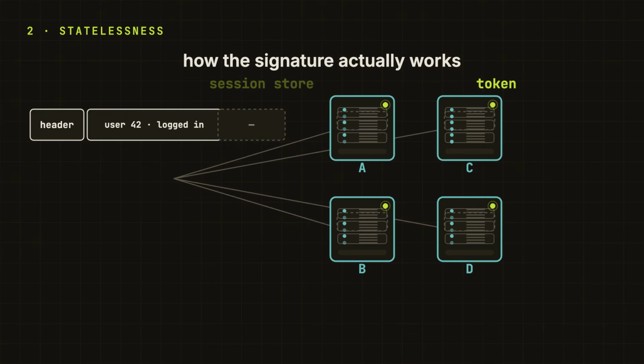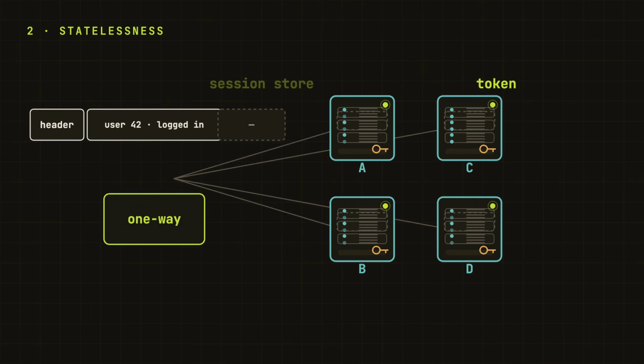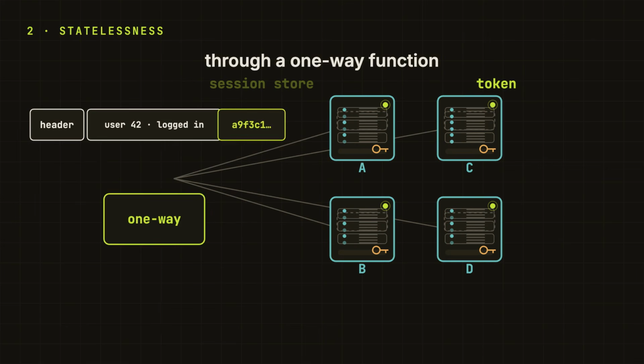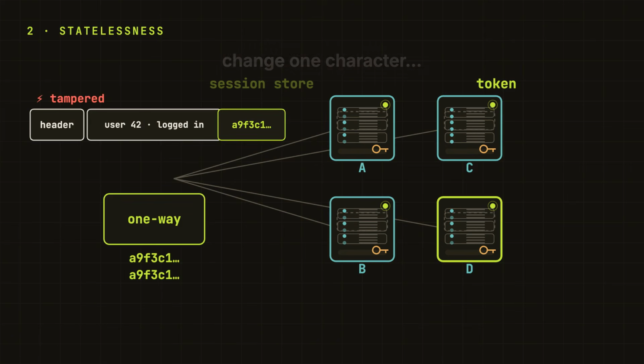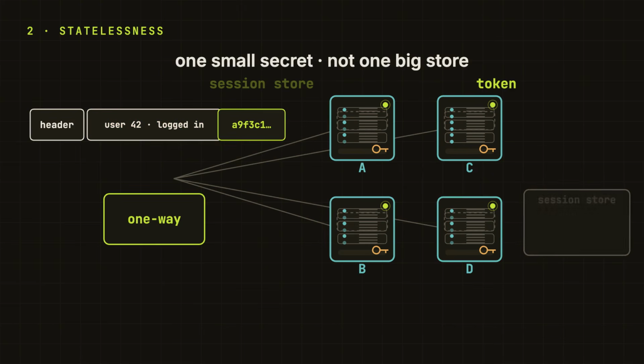And how does that signature actually work? Our servers share one secret key that only they know. The server takes the contents of the token, mixes them with that secret, and runs the whole thing through a one way scrambling function. And the result is the signature stuck on the end. So, when any of our servers receives the token back, it does the exact same calculation itself and compares. If even one character of that contents was changed, the result will not match and the token is rejected. So, our servers share one small secret key instead of one big session store.